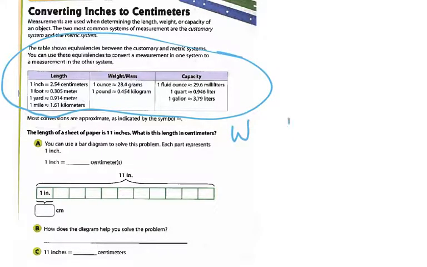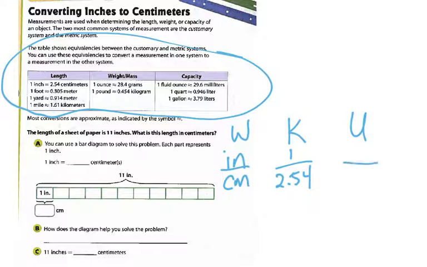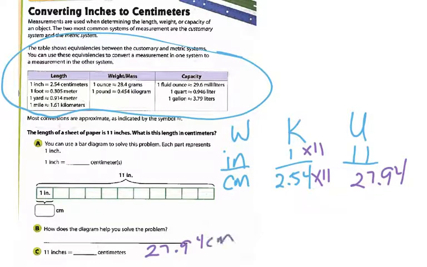So I'm going to use WKU, and I know I'm going inches to centimeters. And if I look at my chart here, it tells me that 1 inch is approximately equal to 2.5400 centimeters, and this paper is 11 inches long. So again, how do I get from 1 to 11? Multiply by 11. That means I have to multiply 2.5400 by 11. And when I do that, pop it in my calculator, I'm going to get 27.9400. So the answer here, 11 inches, is equal to 27.9400 centimeters.